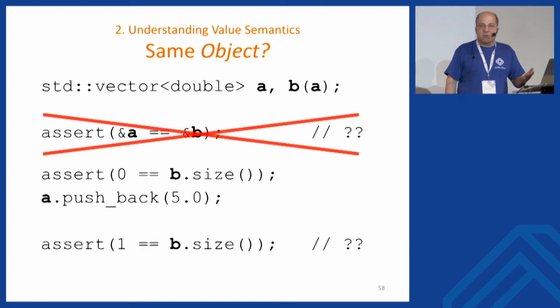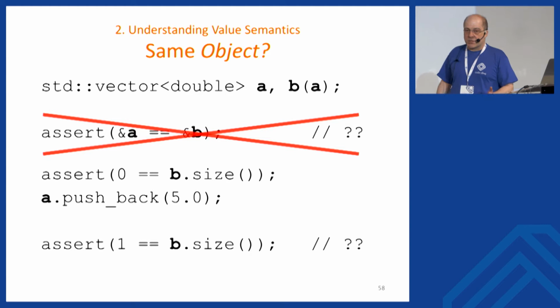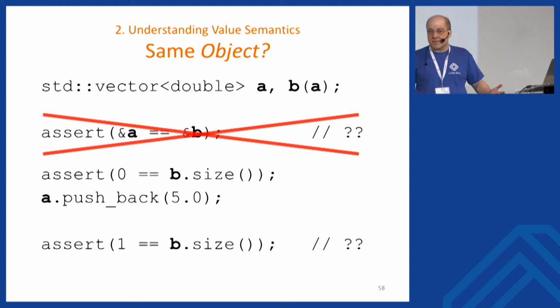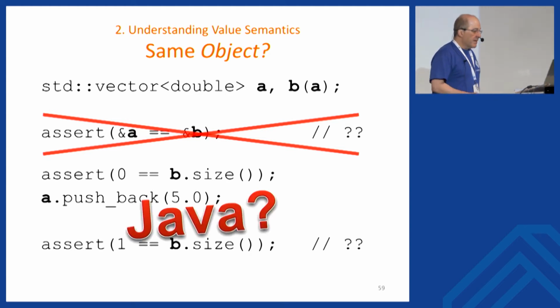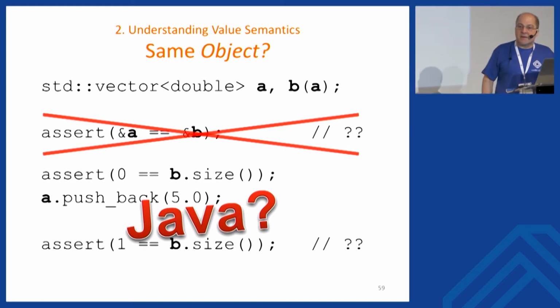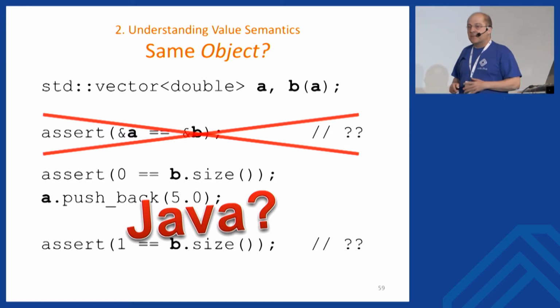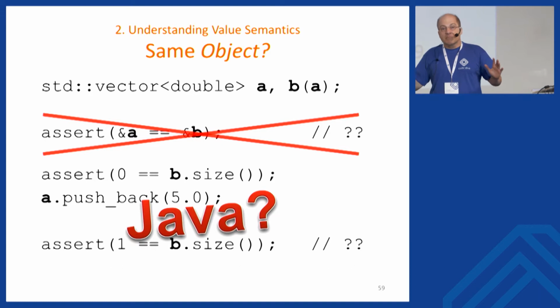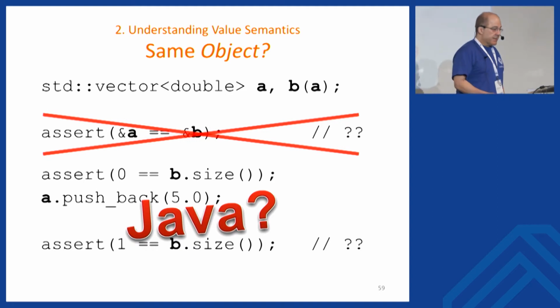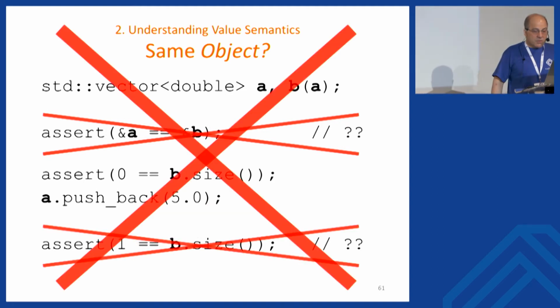And so the answer is no, it's not the same object. After copy construction, you have two distinct objects at two distinct addresses. Everybody would agree with that, right? It's not Java. We don't have reference semantics. In C++, you make a copy. Most of the time, unless you're doing something unusual, you have an independent autonomous copy. So that's not it, okay? So it's not the same object.